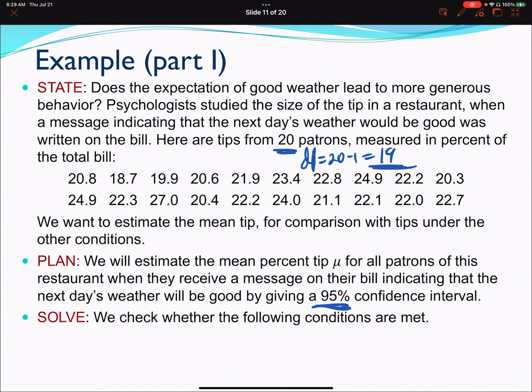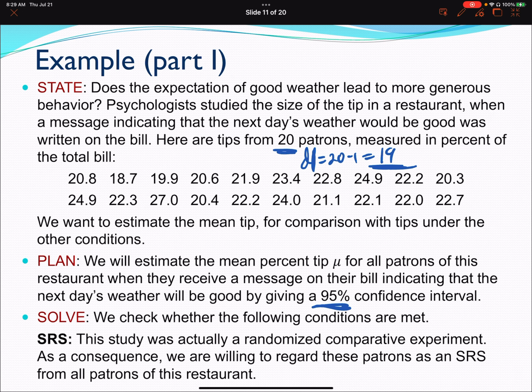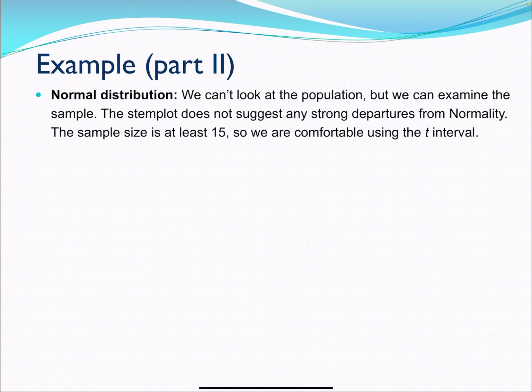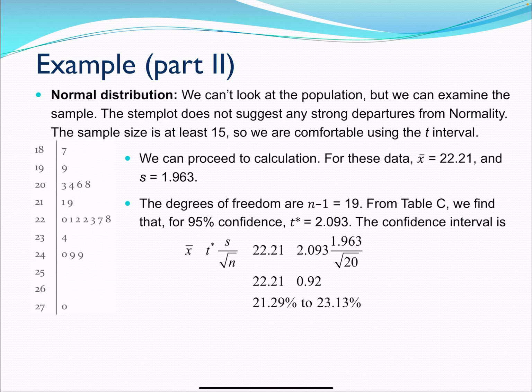So we check whether the following conditions are met. First, it has to be a simple random sample, right? This study was actually a randomized comparative experiment. As a consequence, we're willing to regard this as a simple random sample. Next, we can't look at the population, but we can examine the sample. The stem plot here does not suggest any strong departures from normality, right?